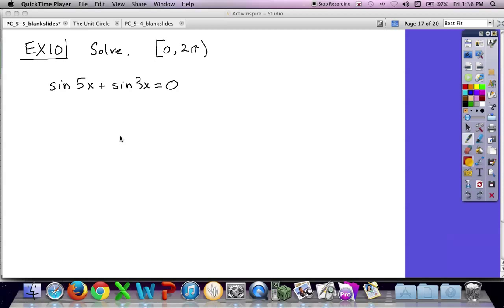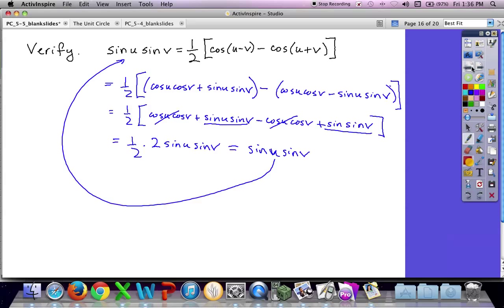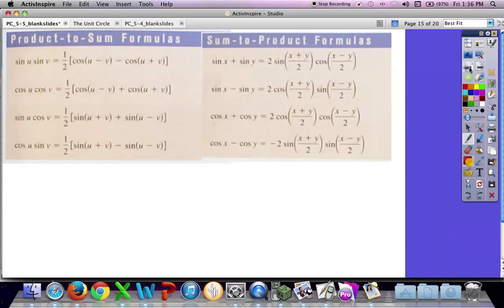So let's go back and look again at our sum to product formulas. The sine of x plus the sine of y is 2 sine of (x plus y) over 2 times cosine of (x minus y) over 2. So we've got a 2 in front of it.